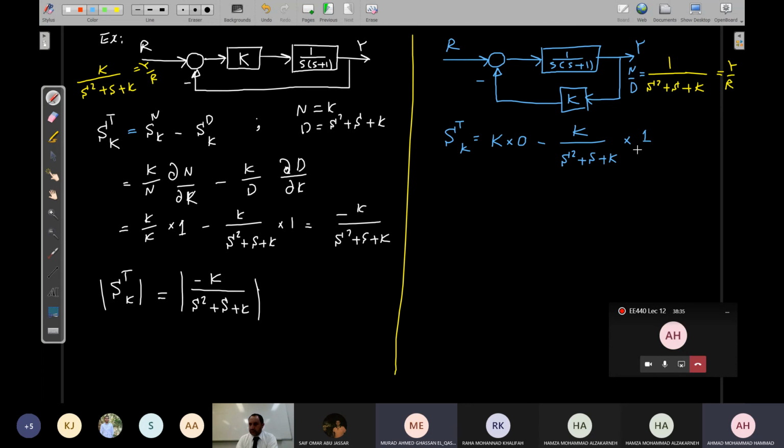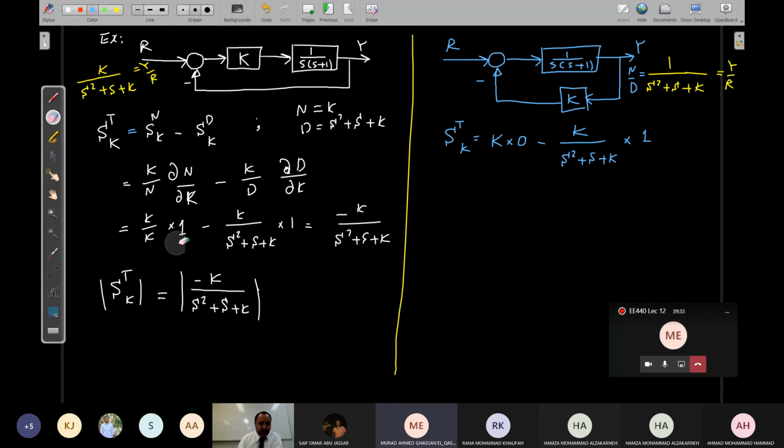No, differentiate the denominator with respect to K, it gives one. Did I make a mistake here? The closed loop transfer function here is correct. Yeah, it's 1 over S square plus S. And here it is K over S square plus S plus K. Okay, now this will be D. K over D multiply by K1. Okay, this is the mistake.